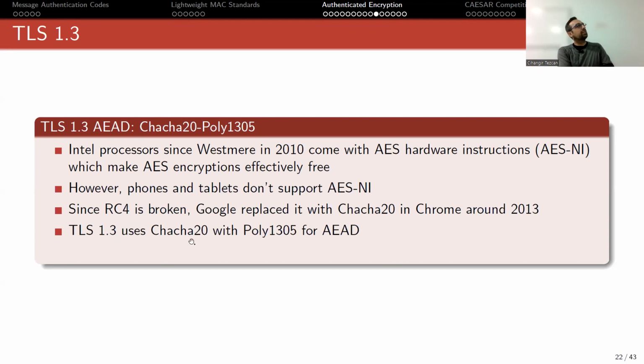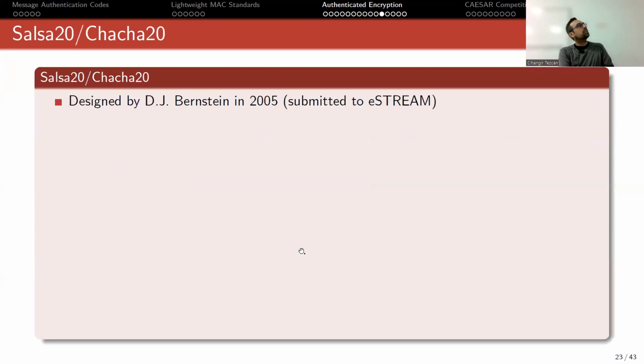And TLS 1.3 uses the same idea, this time using this polynomial for the authenticated encryption. So it is a more battery-friendly alternative to AES-GCM. That is the idea. So ChaCha is actually a modification of Salsa. Let me briefly explain these algorithms.